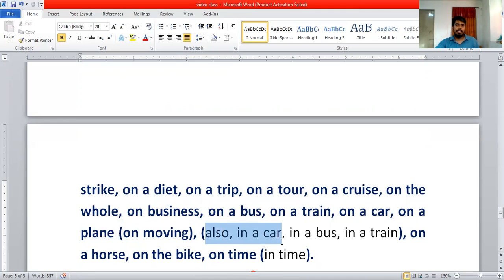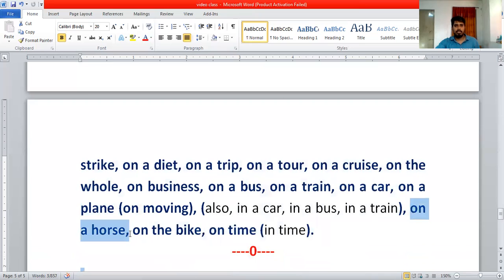Also, we can say in a car, in a bus, in a train, just to suggest where you are. In a car, I am in a car. That means, where are you? I am in a car. But if I say on a car, that means I am going, I am coming.